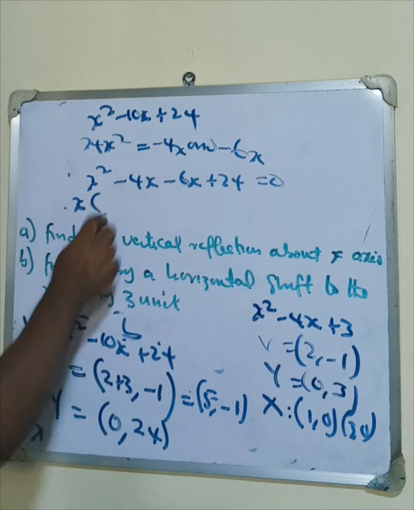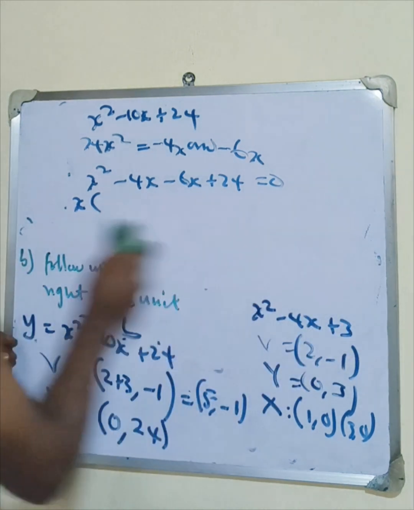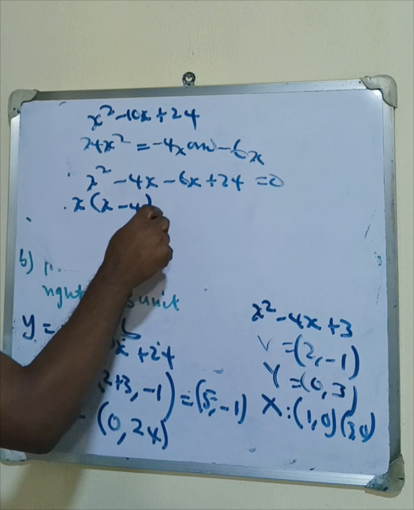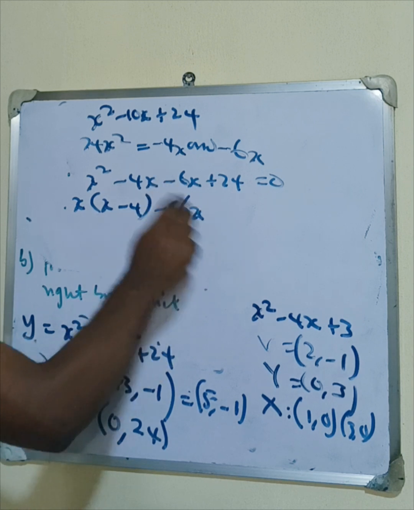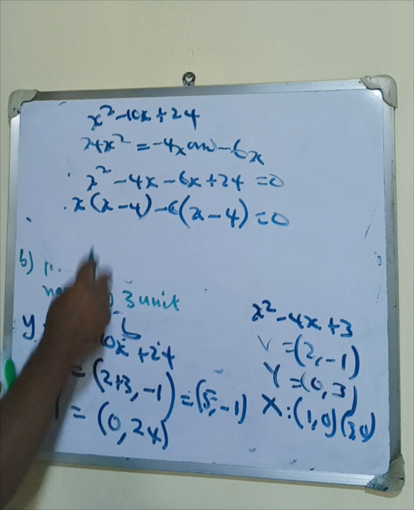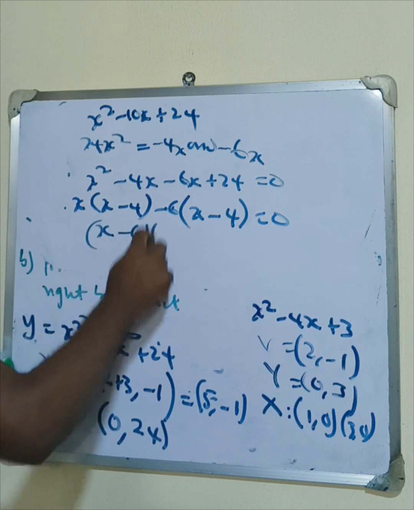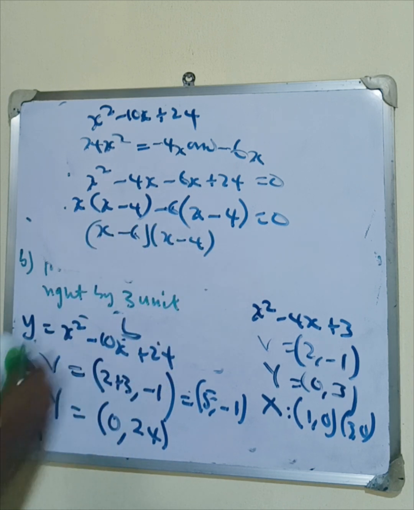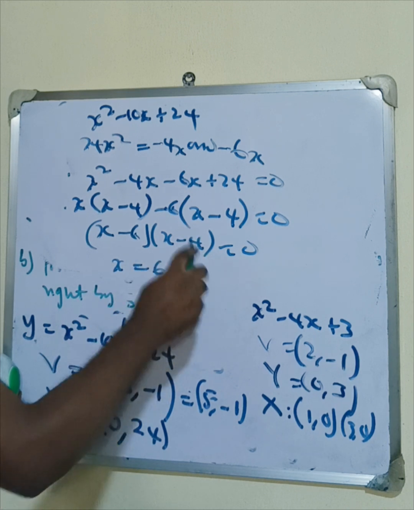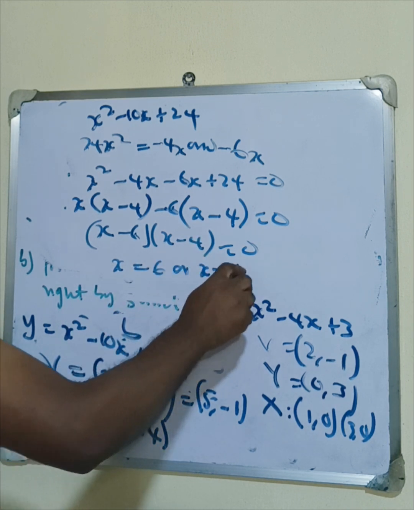Then x is common. If x is common, you can look for the common factor. x minus 4 will be here. The minus 6 is common. You have x, 6 in 24 minus 4 equal to 0. So you have (x - 6)(x - 4). So solving them one by one, you're going to have x equal to 6 or x equal to 4.